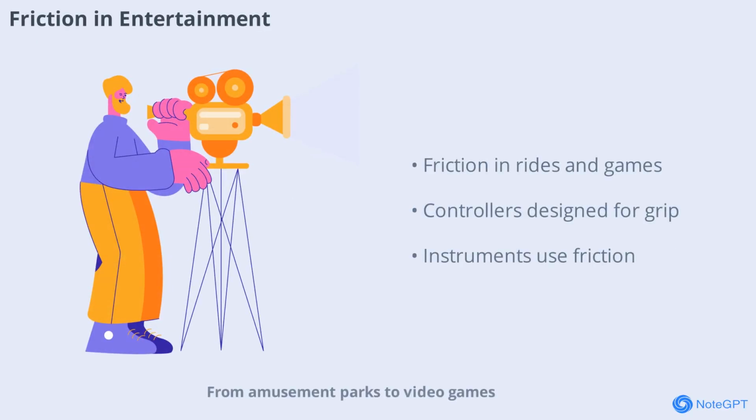From amusement parks to video games, sliding friction plays a role in entertainment. Roller coasters use friction brakes to stop safely, while video game controllers are designed for the right grip. Even musical instruments rely on friction. Think of a violin bow sliding across strings. Entertainment designers carefully consider friction to enhance user experience and safety.